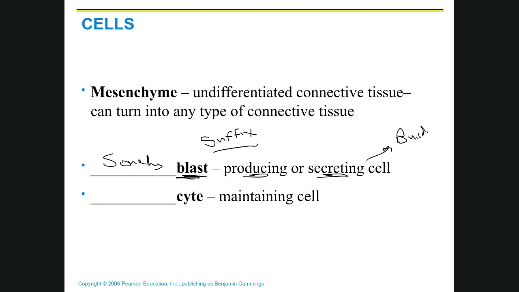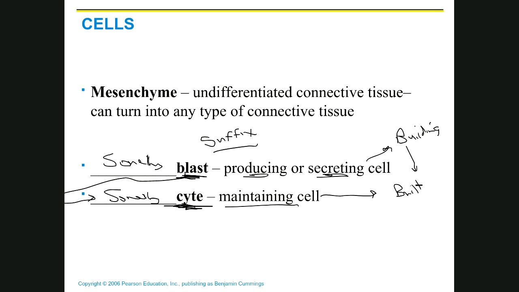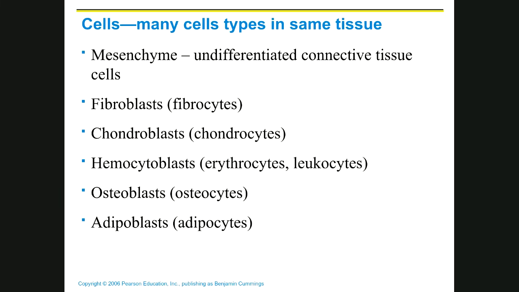But once it's done building, somebody has to maintain it. And so what happens is the blast will turn into a cell which is called a site. And a site is a maintaining cell. And so it's going to maintain the tissue that's already built. So look at this one. Mesenchyme turns into this, fibroblast. Everybody remember what blast means? What does blast mean?